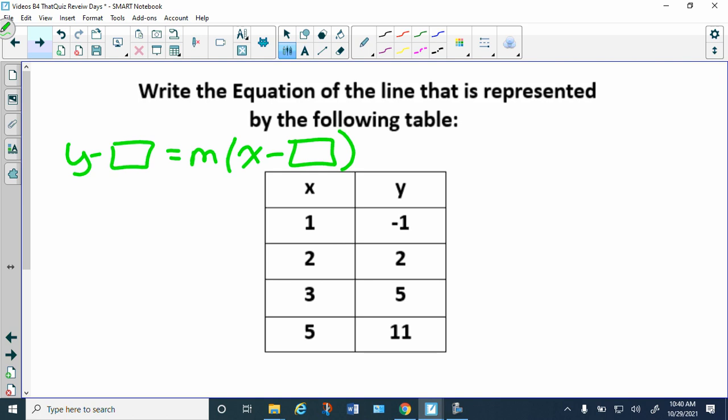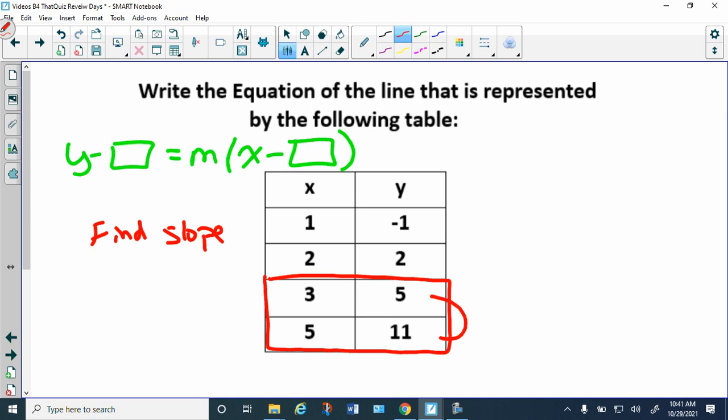Let's just do the same thing. Step one is find slope. When we find our slope with a table, we can either redraw the table, or we can just decide to use the bottom two, or the top two. It doesn't matter. We're going to get the same slope. So here we go. 11 minus 5 is 6. 5 minus 3 is 2. I know that slope is rise over run, so that's 6 over 2, and that's 3.